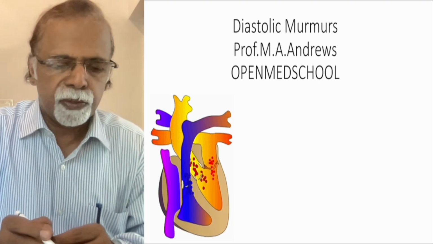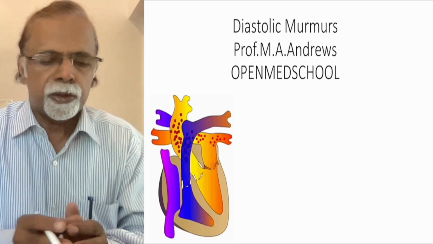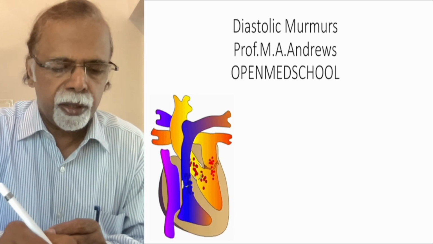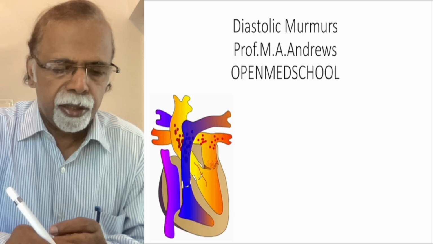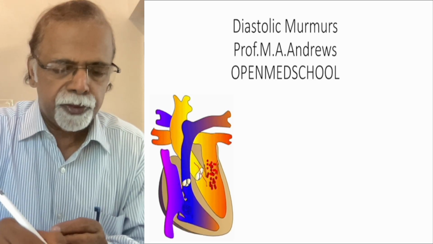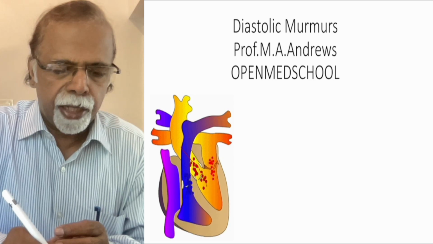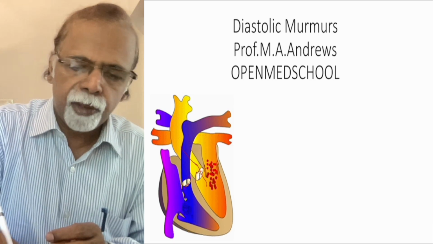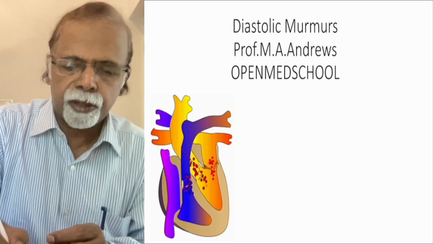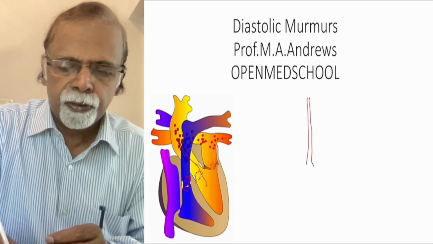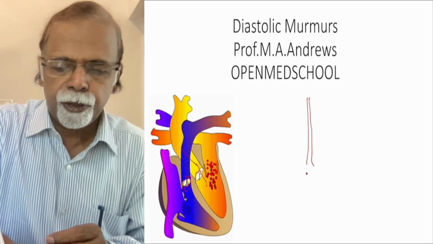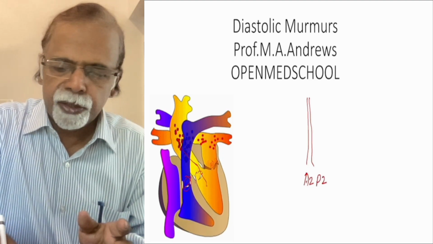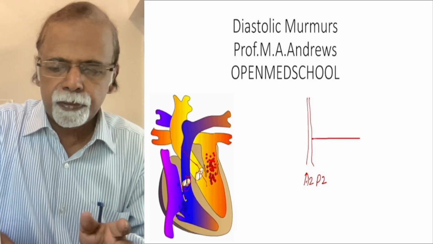So, how is the second heart sound produced? The second heart sound occurs when the blood ejected into the aorta and pulmonary artery tries to come back, and at that time the aortic and pulmonic valves close. This closure produces the second heart sound, denoted as A2 and P2. After the second heart sound, this is the diastole.